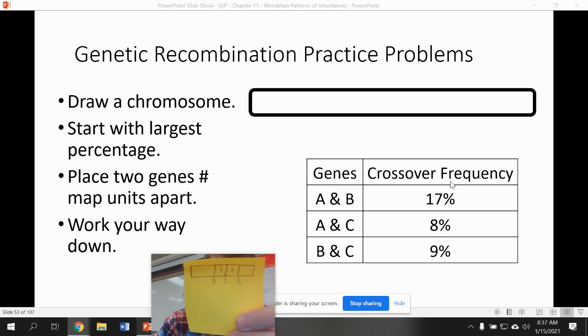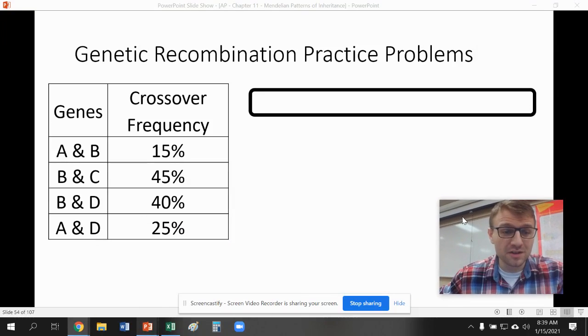Remember we put A and B very far apart. So that's 17 between A and B. And then obviously 8 and 9 make up the in between. Between A and C, there's 8, and between C and B, there's 9. Now, this stuff is pretty easy once you get the hang of it. With 3 genes per chromosome, we're going to add in a 4th. And it's like, oh my gosh, there's a lot more math. All right, here's the one where there are 4 genes.